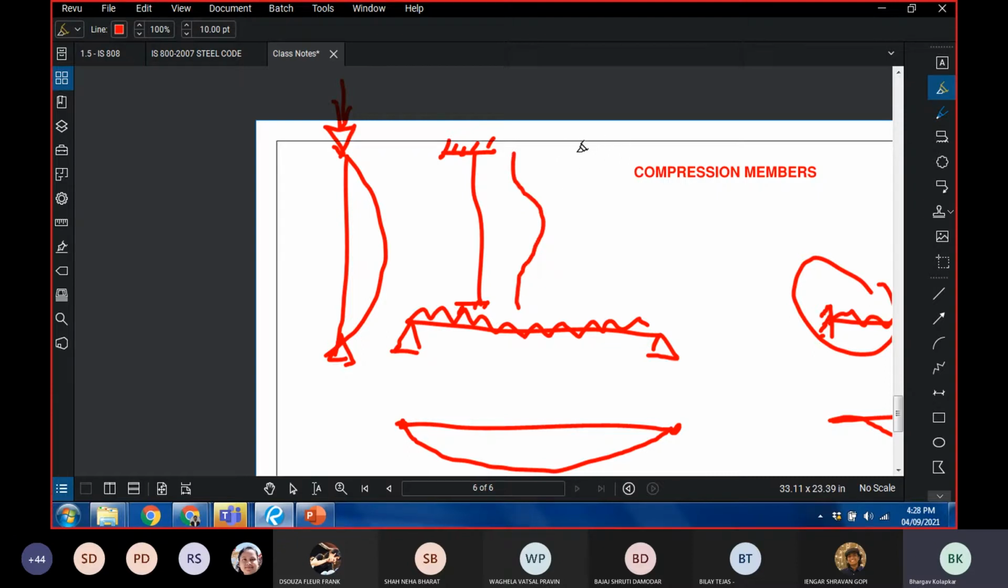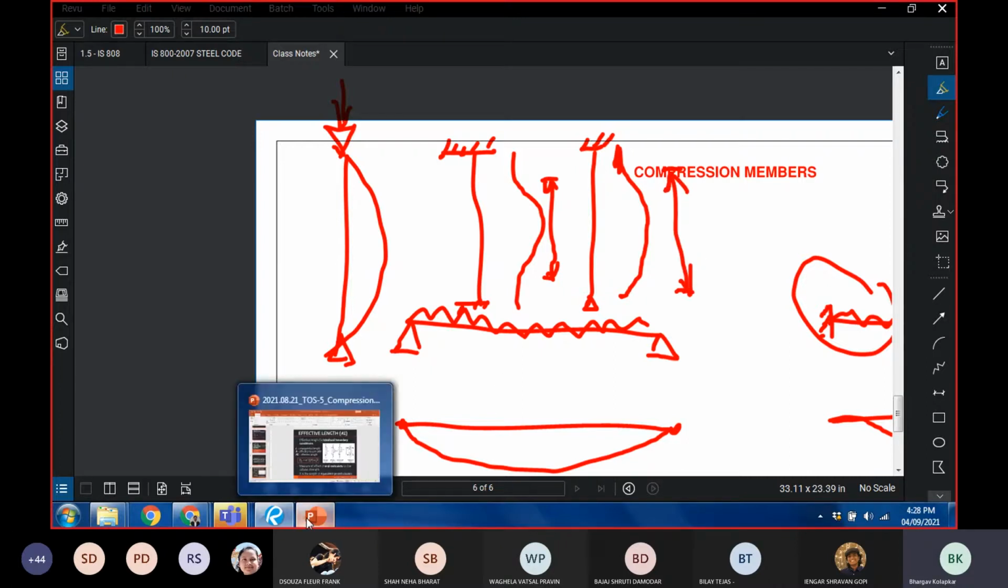Then if one of the supports is pinned and the other support is fixed, then it will buckle like this. So there will be some resistance for rotation here, but here there will be no resistance of rotation. In this case, it will be the distance between these 2 points. In this case, it will be the distance between these 2 points. So this is nothing but effective length.